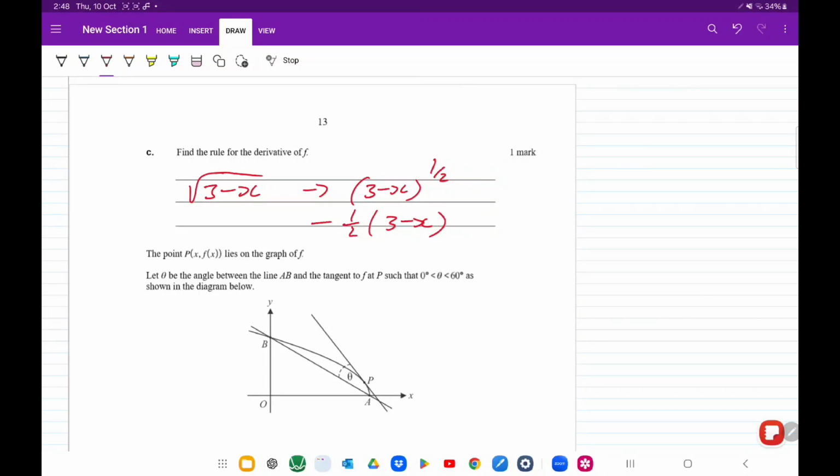Okay, and if we express this as a positive index, we get 1 over 2 square root of 3 minus x, and that's it. But don't forget, with derivatives, you take away from the power. With antiderivatives, you add to the power.